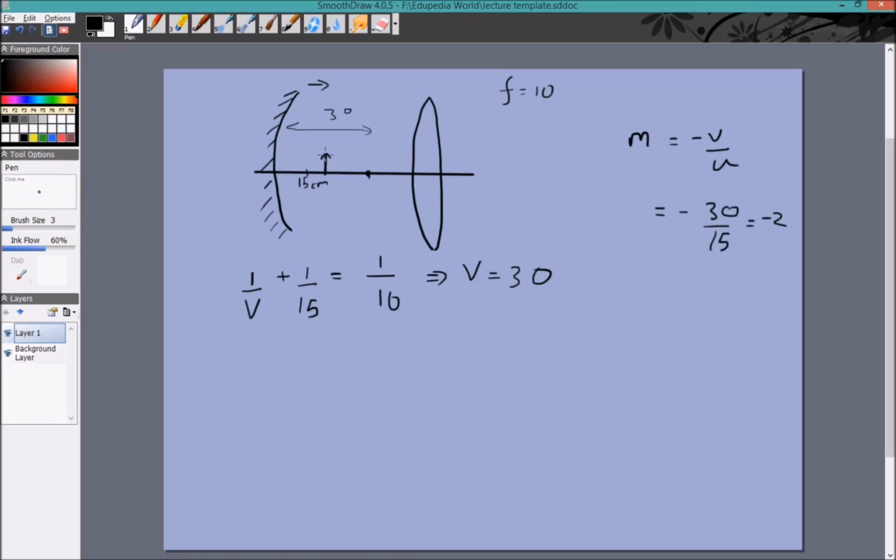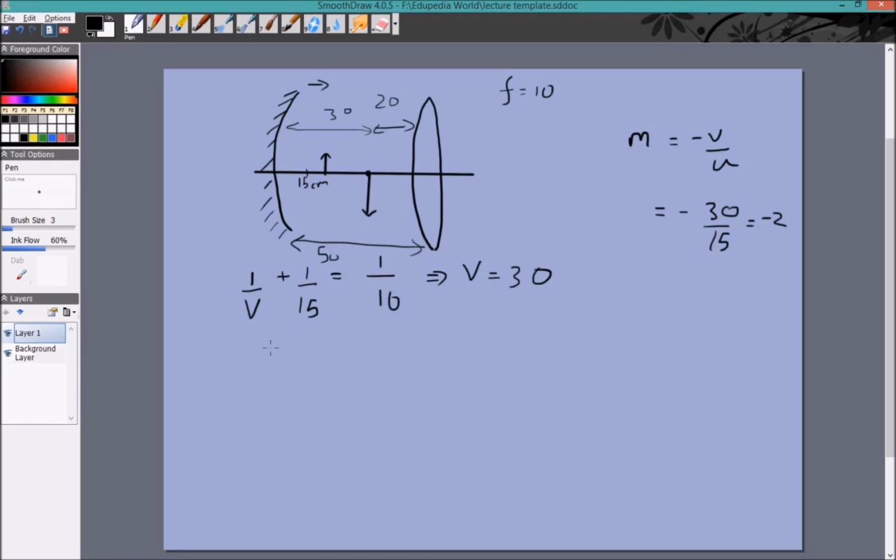So the image of this object on this mirror is an image of double the height and at a distance of 30 centimeters. Now this image will be the object for this refraction. So we want to find the image of this, right? So for the lens, the formula is 1 by v minus 1 by u is 1 by f, and we are given this total length is 50 centimeters. And if this is 30, this remaining length becomes 20 centimeters, right?